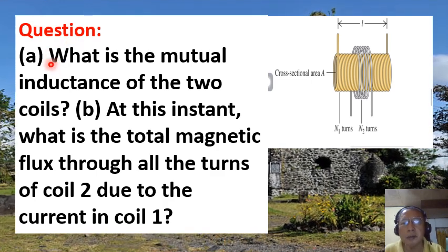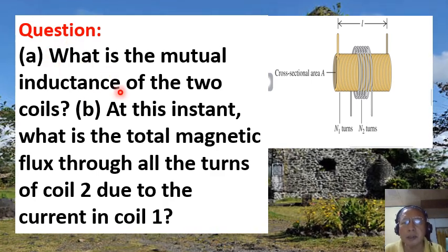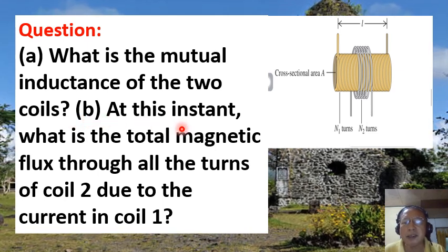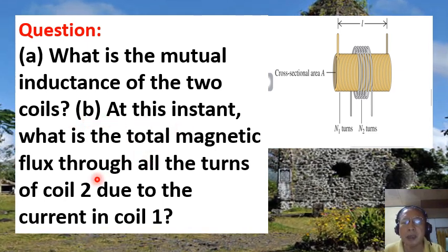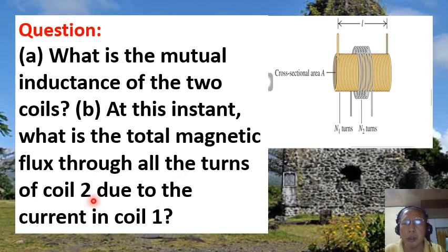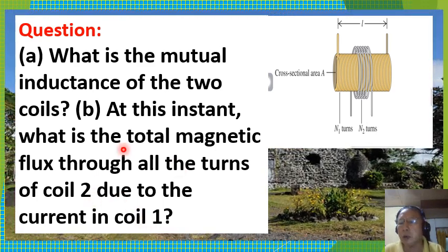Question letter A. What is the mutual inductance of the two coils? And question letter B. At this instant, what is the total magnetic flux through all the turns or windings of coil 2 due to the current in coil 1?